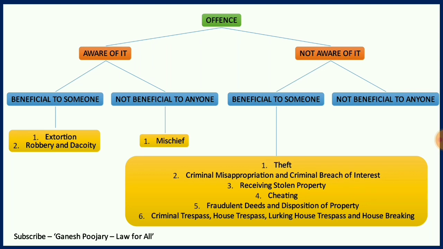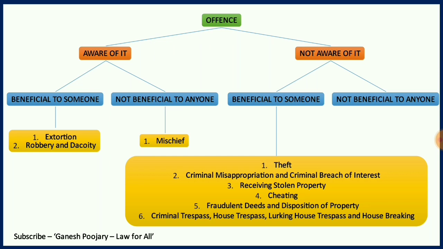On the other hand, there are offences which neither benefit you nor the person who is committing that. For example, mischief. Here, except for the psychological aspect, he doesn't get anything, you are also not going to get anything. So these are the first three important offences that a person is aware of.